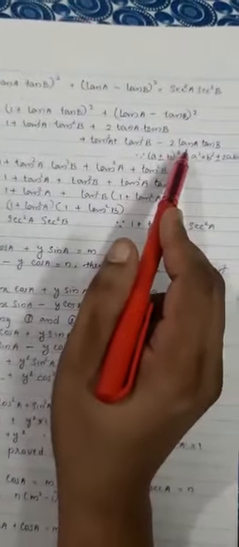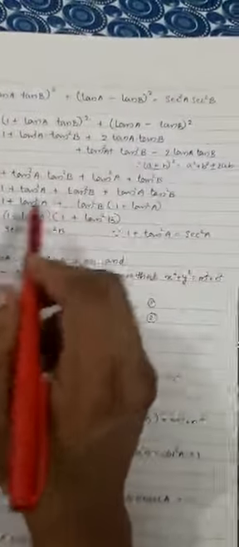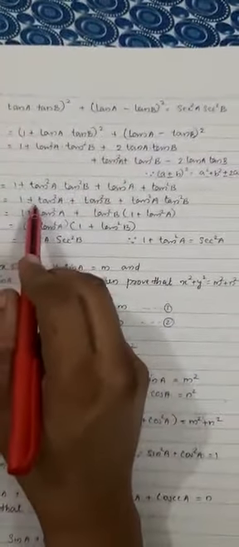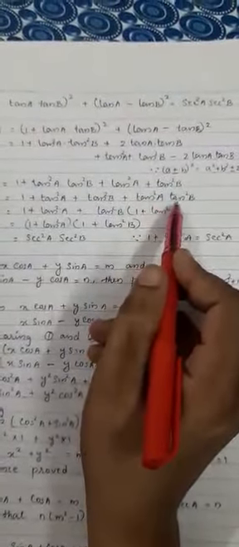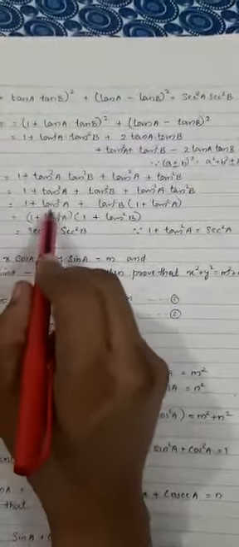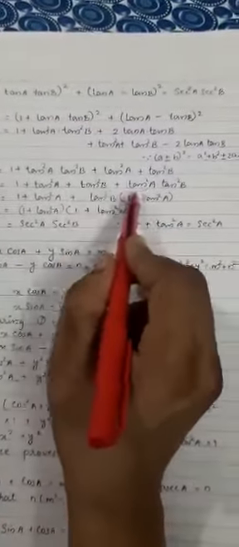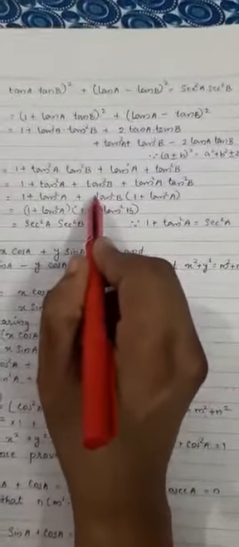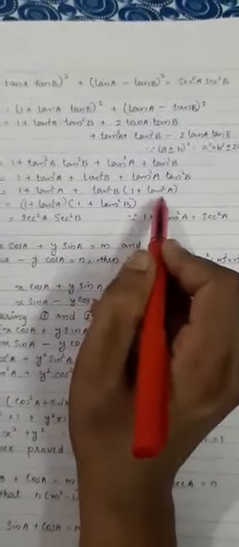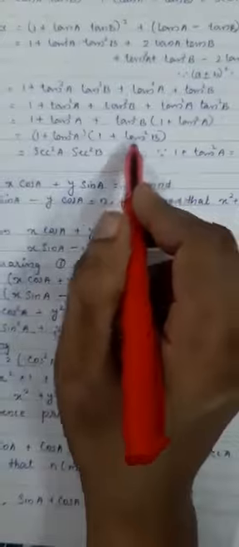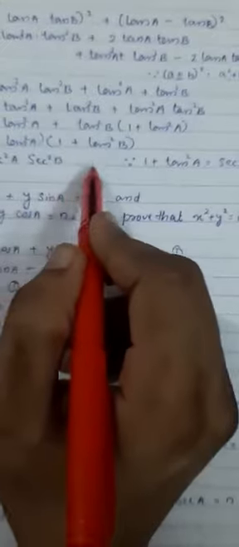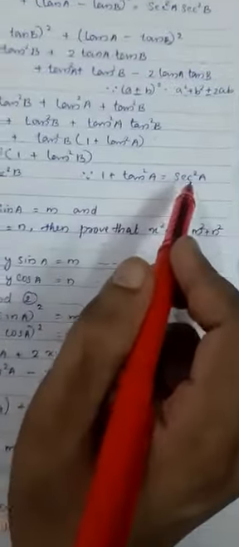Here minus 2 tan A tan B and plus 2 tan A tan B cancel, equal to 1 plus tan square A plus tan square B plus tan square A into tan square B, equal to 1 plus tan square A plus, here tan square B is common, tan square B into 1 plus tan square A. Now 1 plus tan square A is common, so 1 plus tan square A into 1 plus tan square B equal to sec square A into sec square B, since 1 plus tan square A is equal to sec square A.